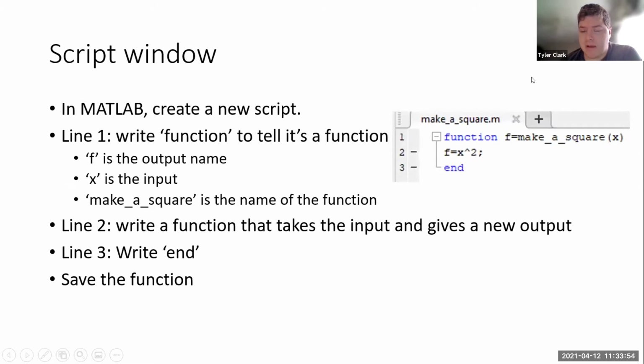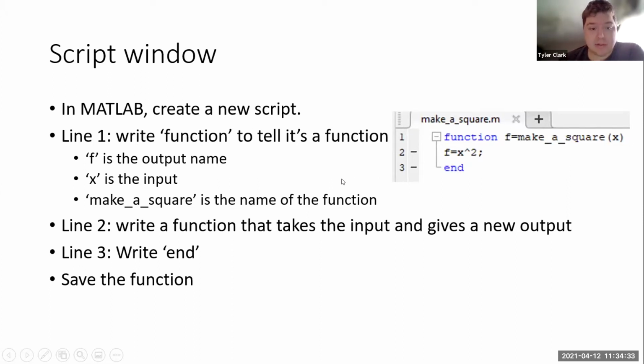This is an example of a function. In the script window, you create a new script. And on the first line you write function to describe that it's a function, and I put f as the output name. You can put any kind of name you want. In the parentheses, x, I made the input pretty much a variable, and I named the function make a square, which you can name anything you want.